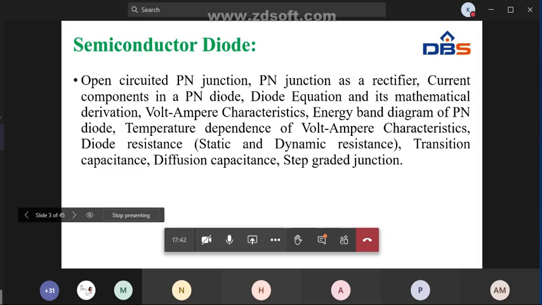So in this unit we are going to discuss about PN junction diode, the working of PN junction diode, the characteristics of PN junction diode, and the temperature dependence of VI characteristics, and diode resistance and capacitance, right? So we are going to discuss all these topics.